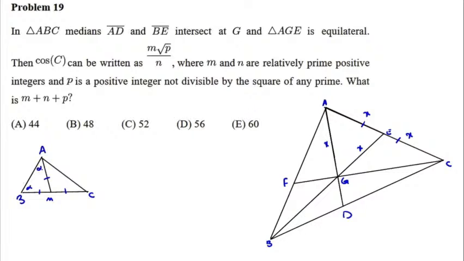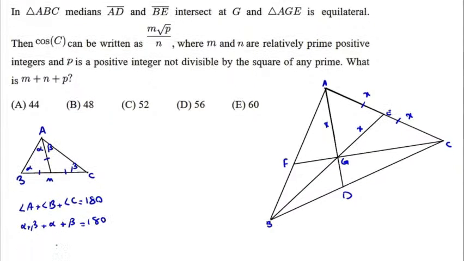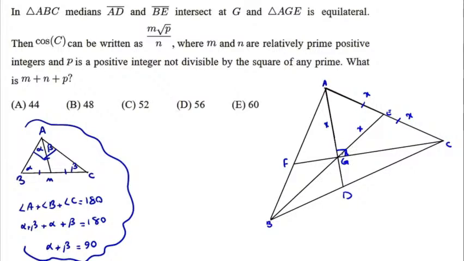Why? Because ABM is isosceles with angles alpha alpha, and AMC is isosceles with angles beta beta. The angles of A plus B plus C sum to 180. A is alpha plus beta, B is alpha, C is beta, so the sum equals 180 degrees. So 2 alpha plus 2 beta equals 180 degrees. So alpha plus beta equals 90 degrees. And we conclude it is 90. So it is a lemma. We use this lemma and we say it should be 90 degrees because AGE is an equilateral triangle. It will be 60. It will be 120.